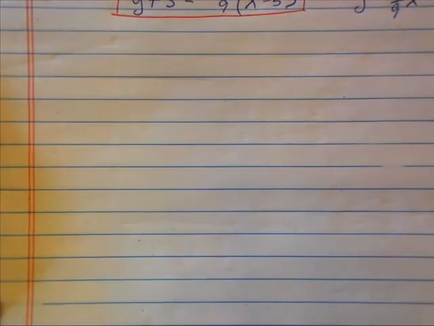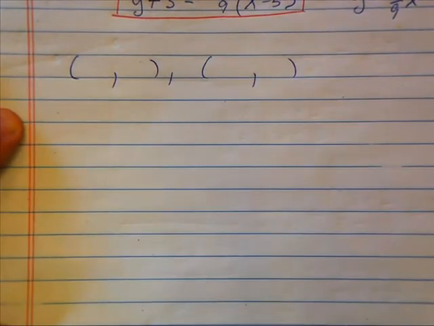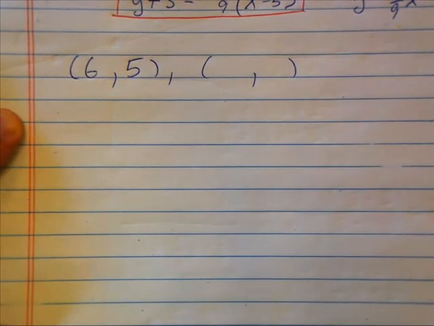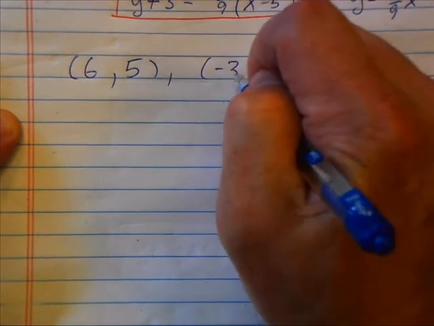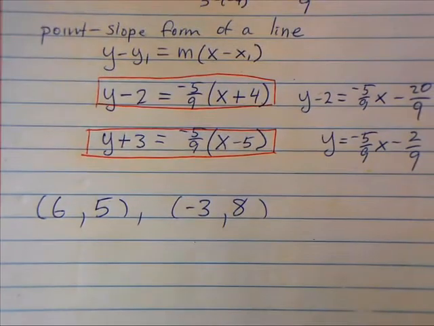Okay, so here's the problem I want you to try then. Same directions, find the equation of the line. Somebody give me a point. Anybody got a point they like? 6, 5. And how about a second point? I'll make one up. -3, 8. So there's 2 points. I want you to find the equation of the line. I don't care if you use y equals mx plus b, or if you use y minus y1 equals m times x minus x1. Whichever method you prefer is fine with me.